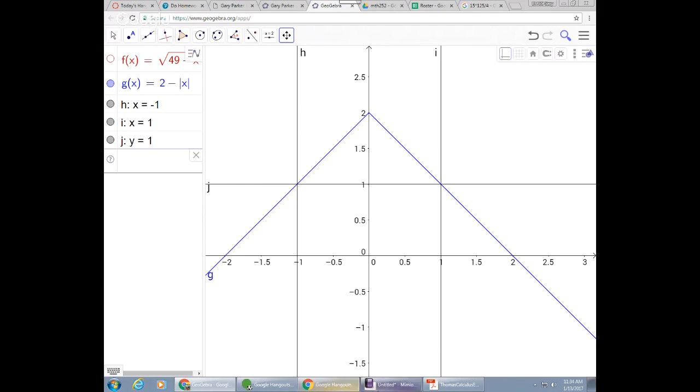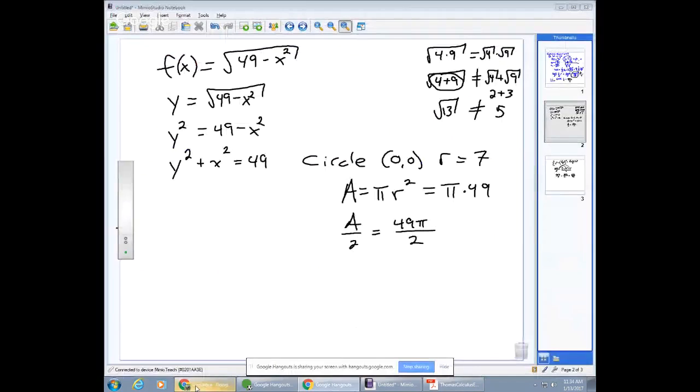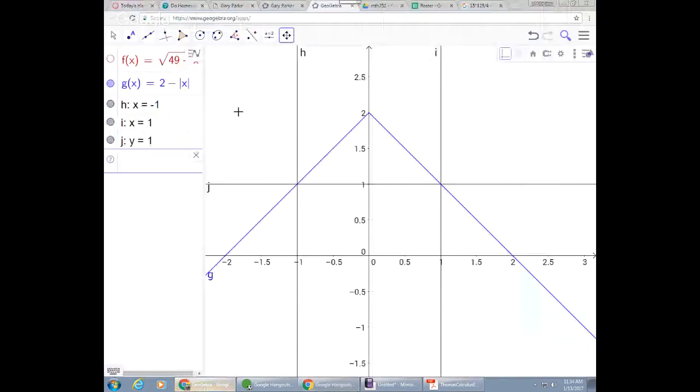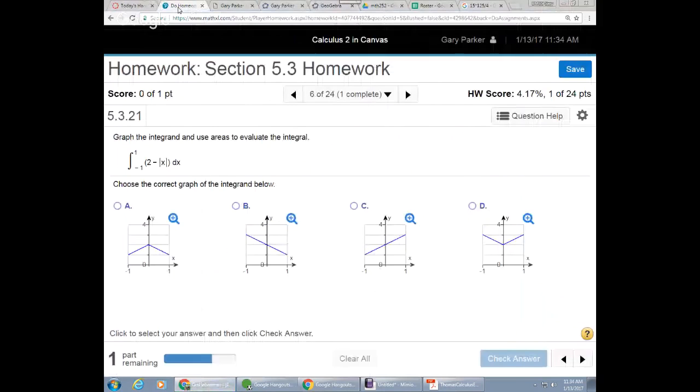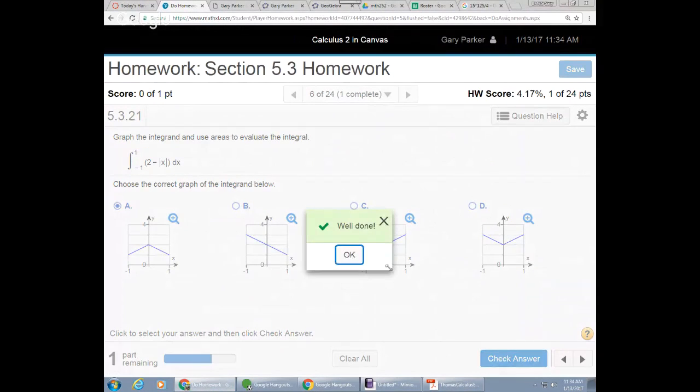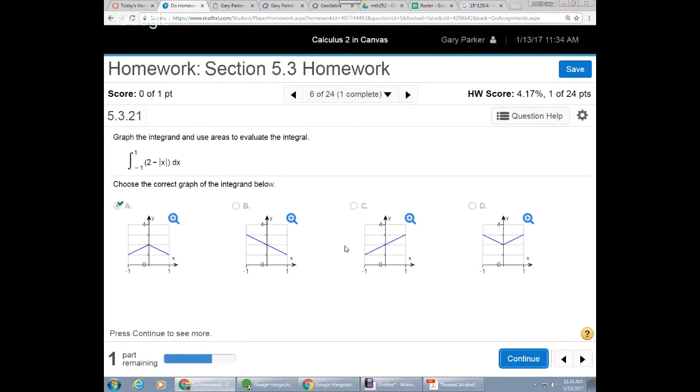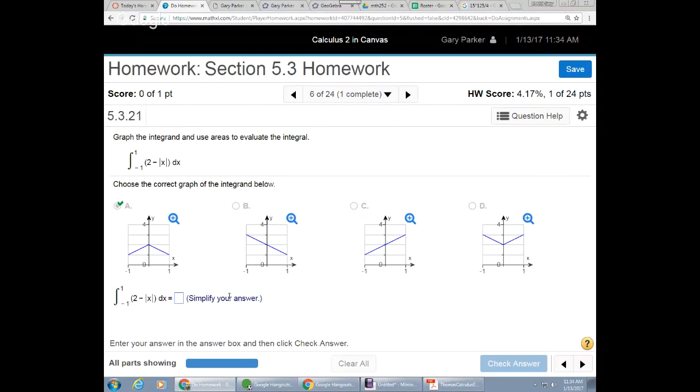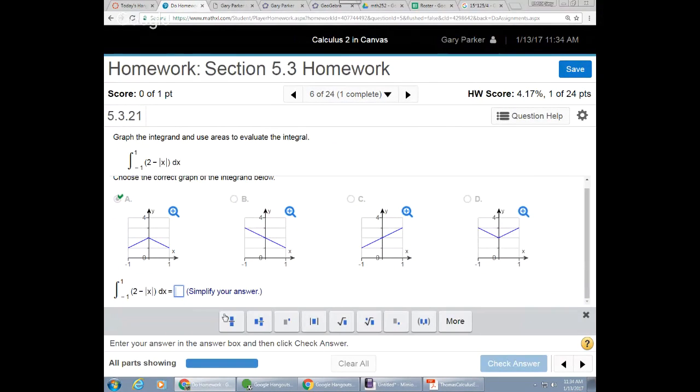And that's all we're asked to do on some of these problems, just graph it. Is there a way to use basic formulas of geometry to come up with the area? Because that's one interpretation of the integral. So let's select A, check. And then it's going to say, all right, what's the area? And we believe the area is 3.